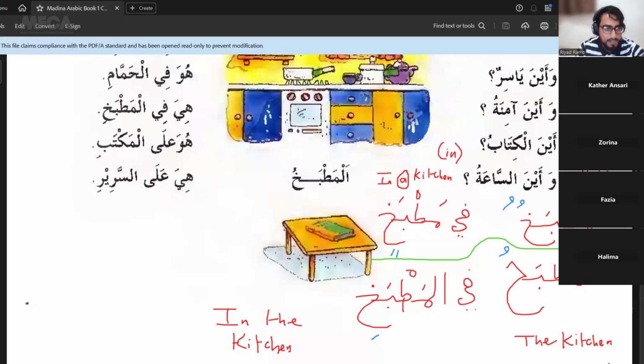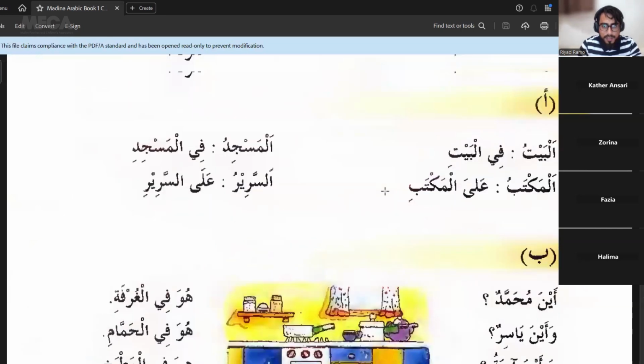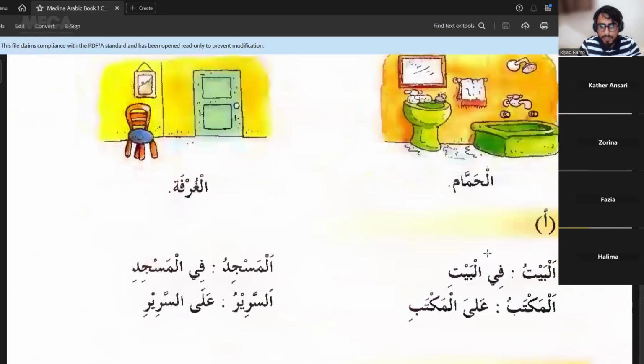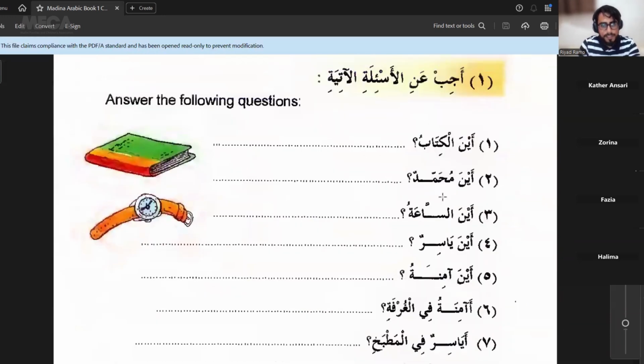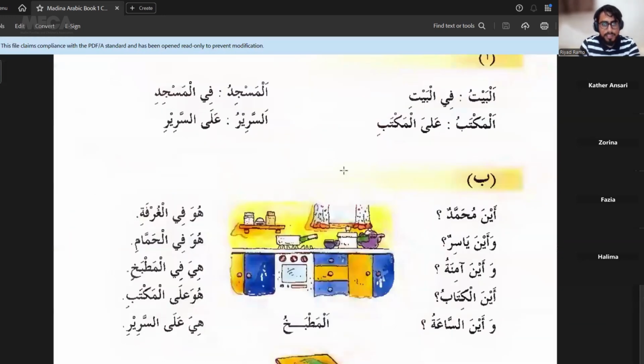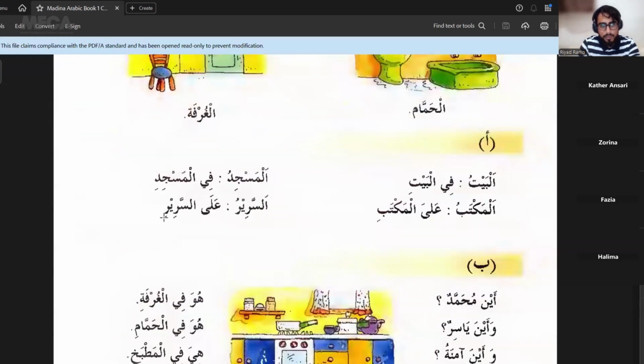Okay, good. I'm going to erase this. For homework, review lesson 4 very well. Just review what we talked about. Look at the vowels carefully. When you add a preposition, what happens to the following word after it? Is it going to have one kasra or two kasras? Look carefully.